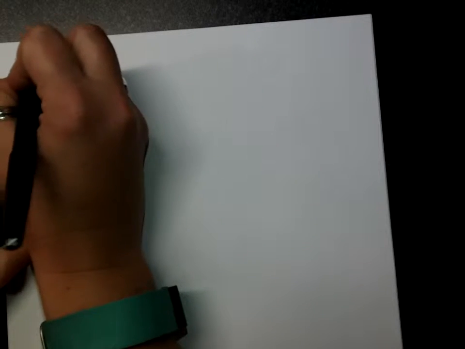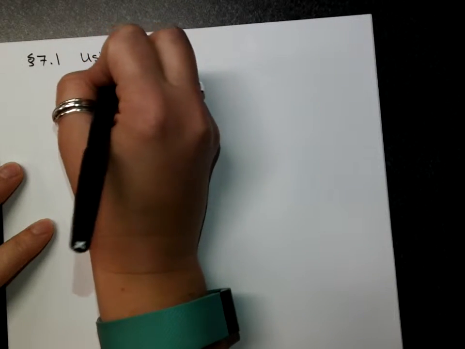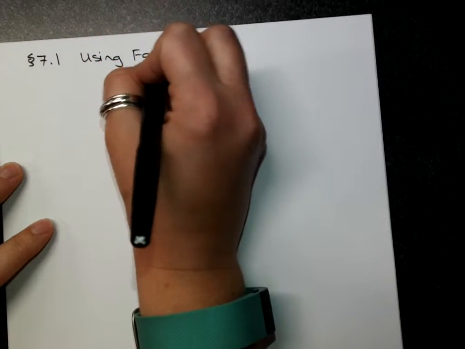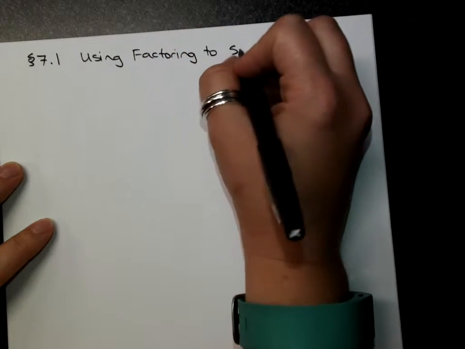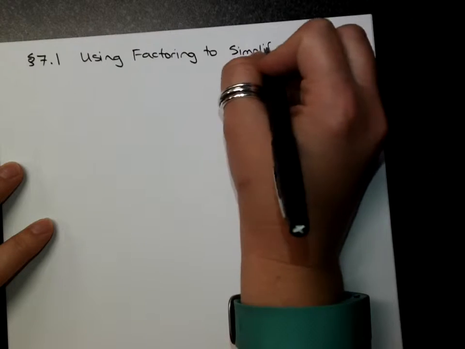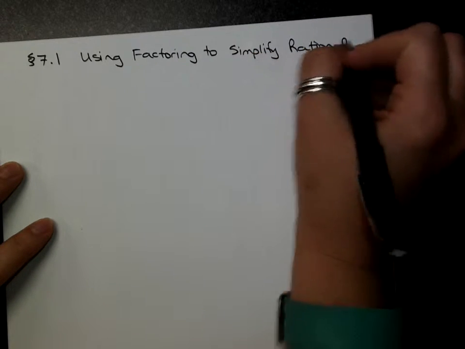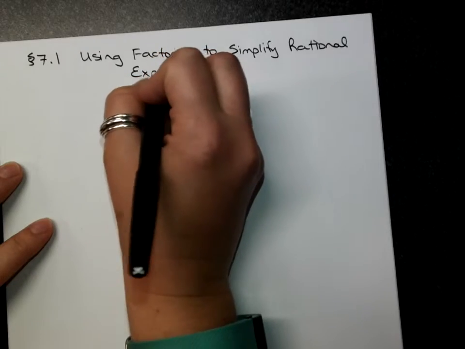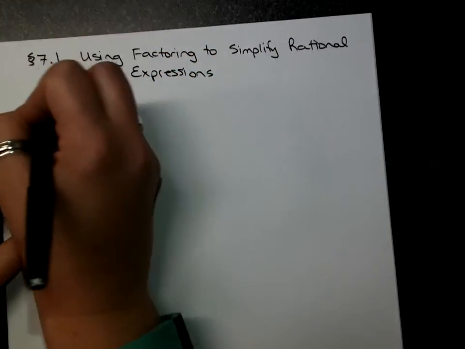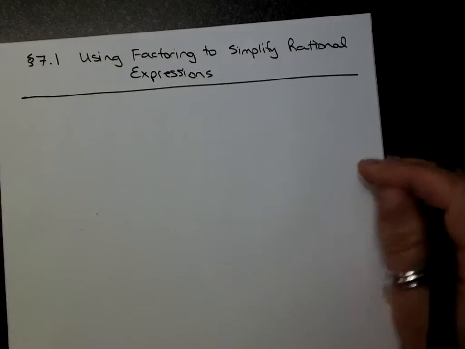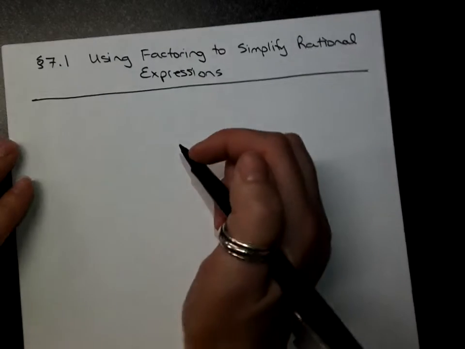This is section 7.1 in your textbook, and it's on using factoring to simplify what are called rational expressions. We'll talk about what a rational expression is before we start. So using factoring that we learned in chapter 6 to simplify rational expressions.